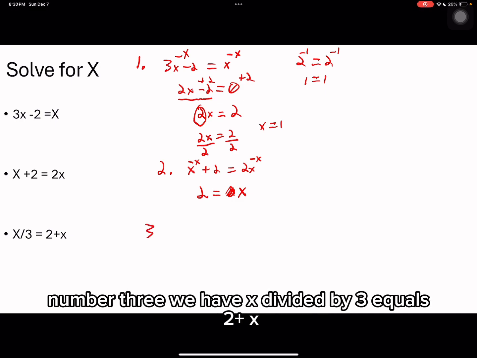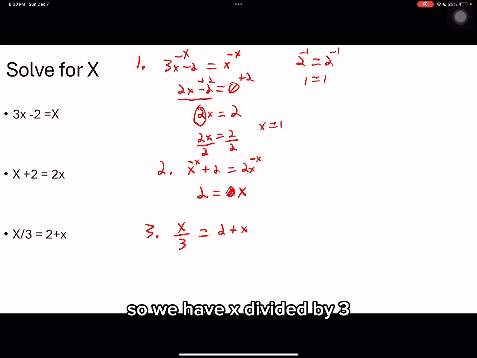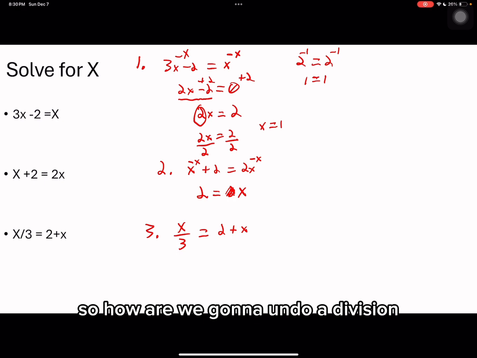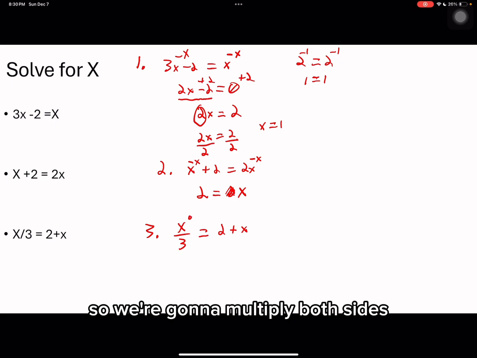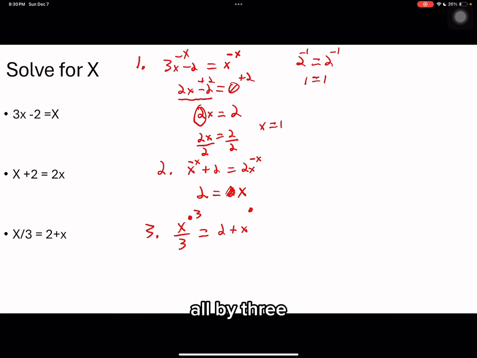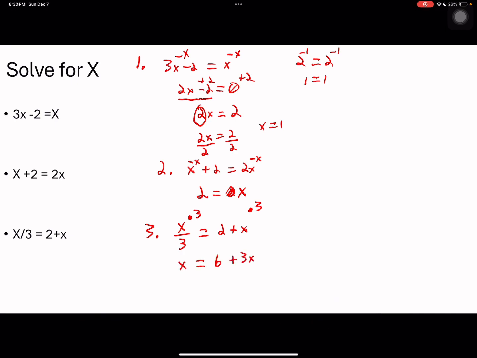Okay, number 3, we have x divided by 3 equals 2 plus x. So we haven't seen a division before, so we have x divided by 3. How are we going to undo a division? We're going to multiply. So to undo a divided by 3, we're going to multiply by 3. So we're going to multiply both sides all by 3. And this is going to leave us with x equals 6 plus 3x.